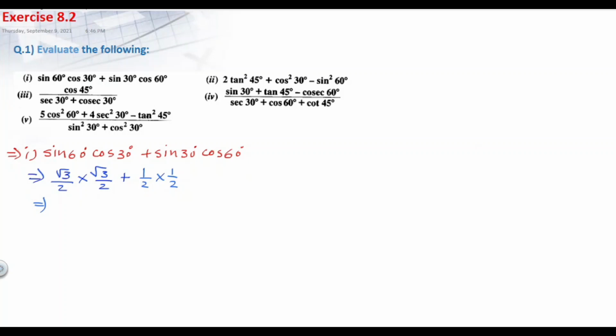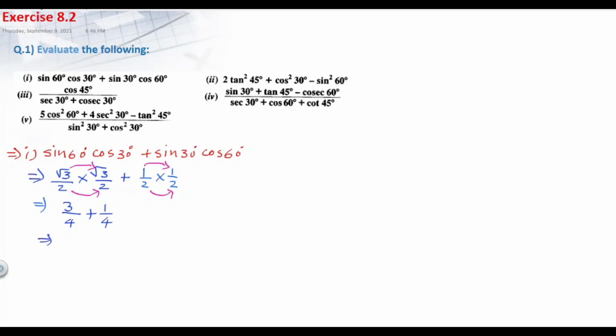When we have to multiply two fractions, we just multiply numerator with numerator and denominator with denominator. Same here, 1 multiply 1 and 2 multiply 2. So let's do it. Root 3 multiply root 3 gives us 3. Now 2 multiply 2 is 4. Plus 1 multiply 1 is 1 and 2 multiply 2 is 4.